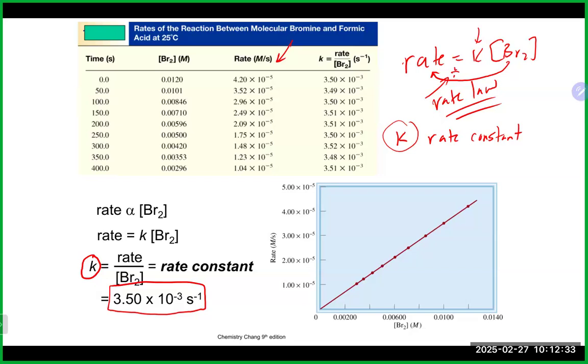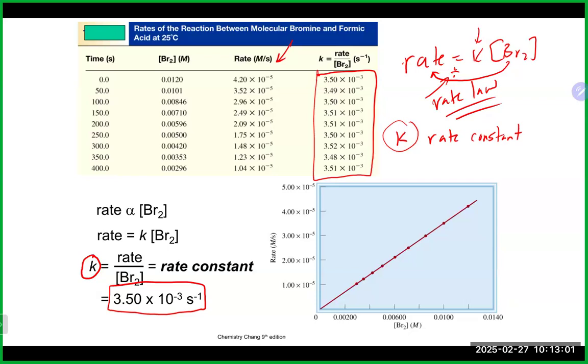Those are reciprocal seconds. And you can see there that the value for this reaction is a constant value over the whole period of time. You could think of the rate constant as telling you how fast or slow the reaction is taking place. If you have a really large rate constant, you typically will have a fairly fast reaction. If you have a really small rate constant, then maybe the rate of the reaction will be smaller.